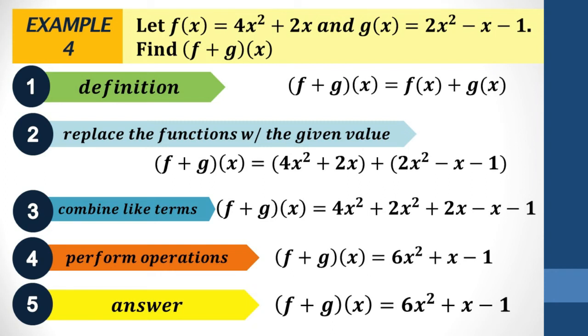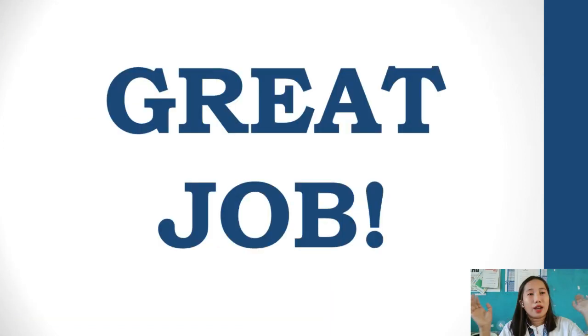Step 4, perform operation. So, 4x squared plus 2x squared, nagiging 6x squared. Ayan. So, 2x minus x, naging positive x. And i-copy natin si negative 1 since nag-iisa lang siya. So, lastly, let us write the final answer. F plus g of x is equal to 6x squared plus x minus 1. Okay, kung natama mo yung lahat ng sagot ng ating given kanina, great job for you.